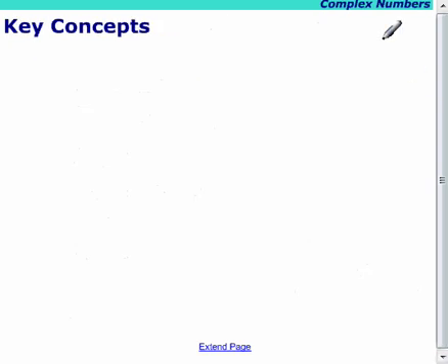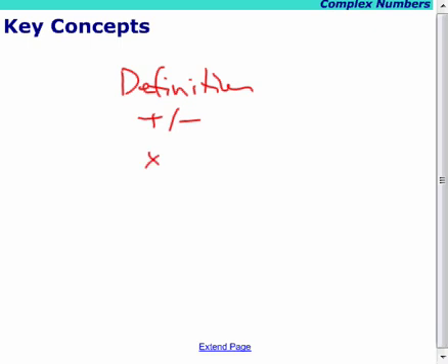So today we've talked about a definition of complex numbers. We've also talked about how you can add and subtract them, multiply and divide them.